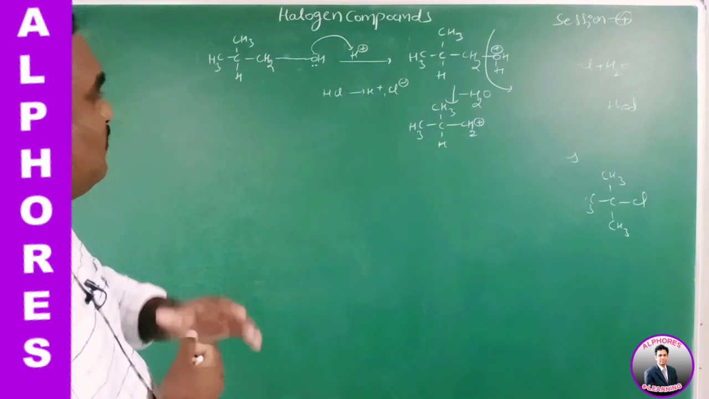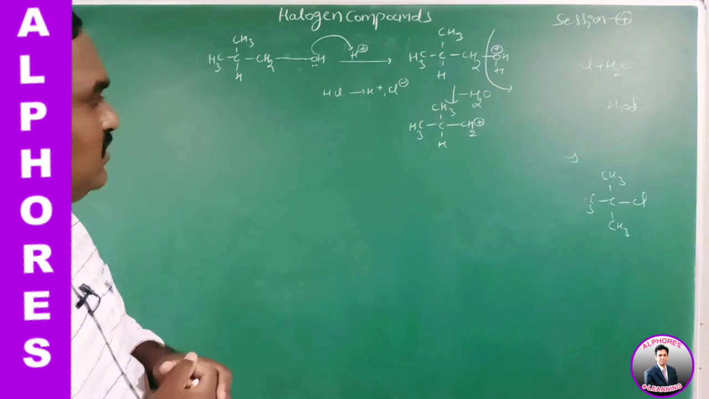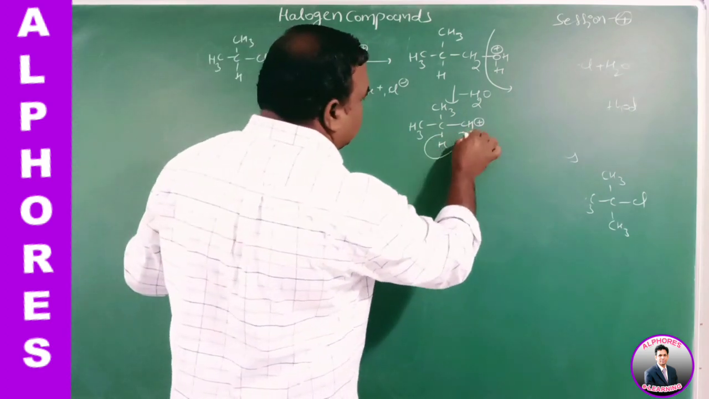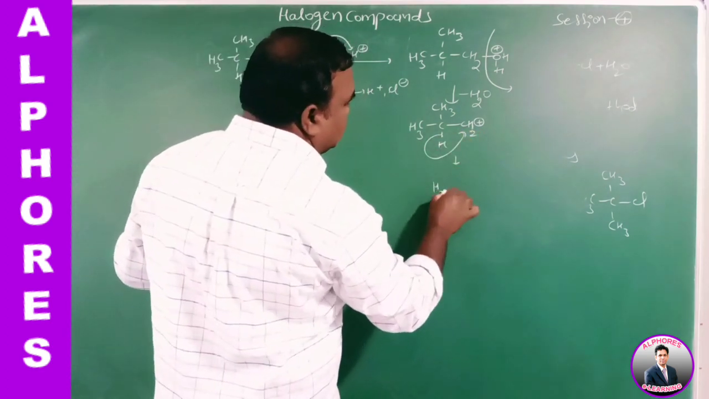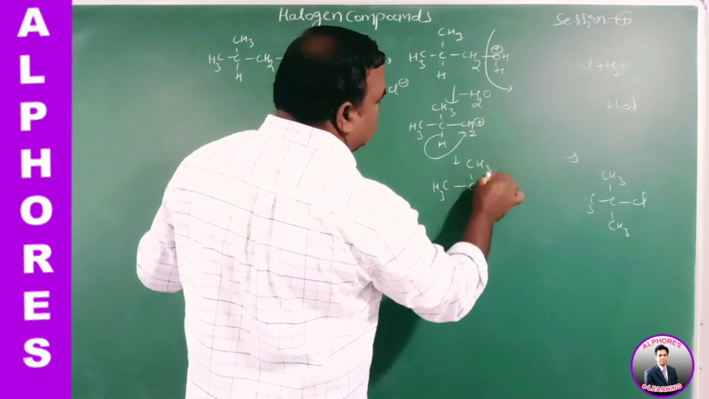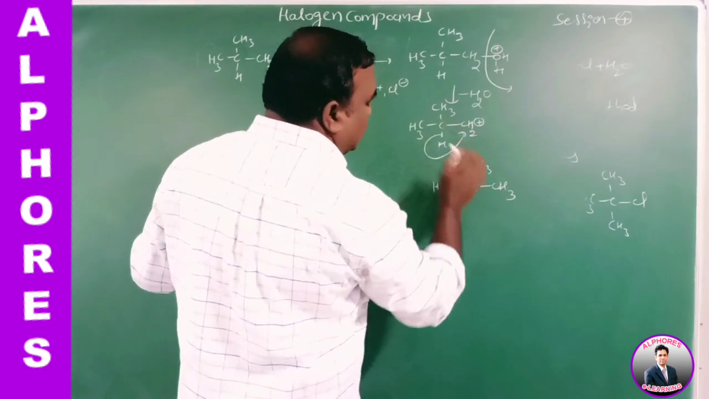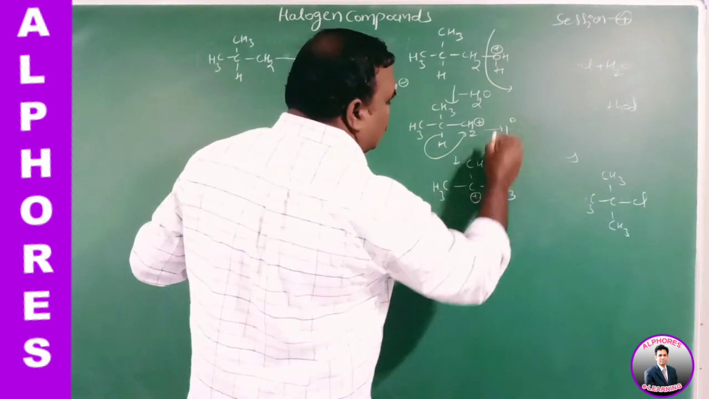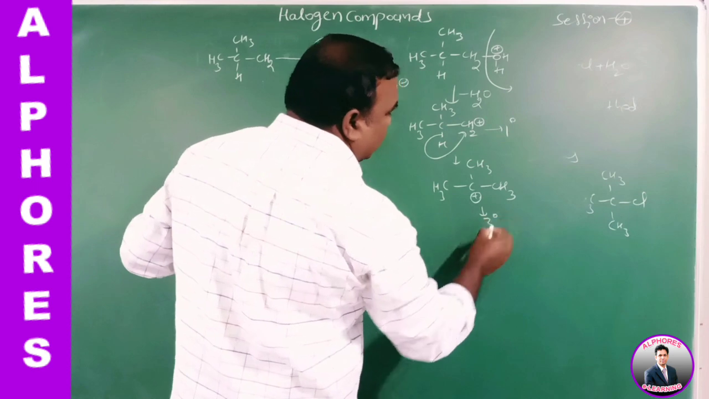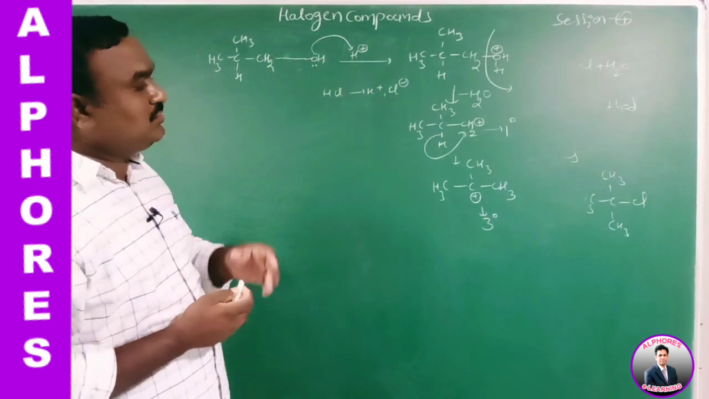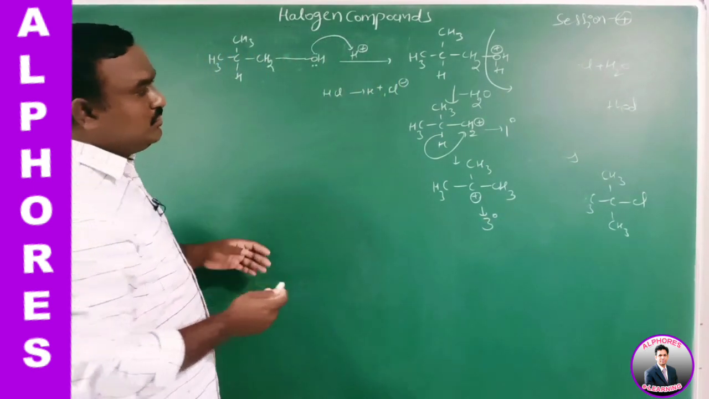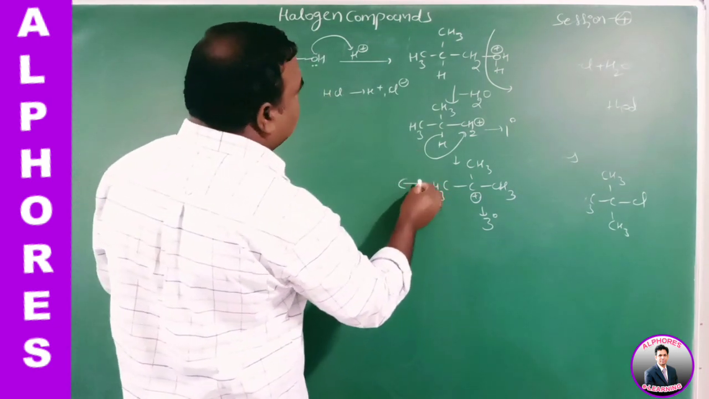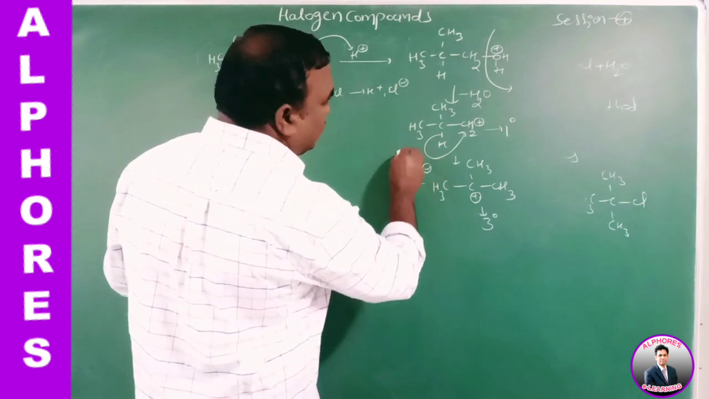The adjacent carbon has tertiary nature, so rearrangement is possible here. Hydrogen migrates toward this carbon, forming the CH3, CH3, CH3 group with a plus charge. The primary carbocation is converted to a tertiary carbocation. Tertiary is more stable.